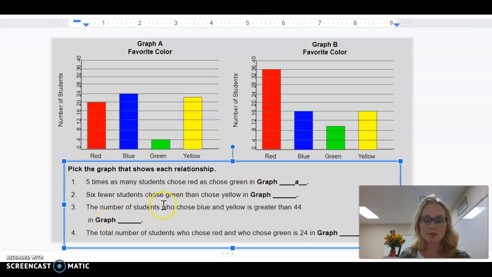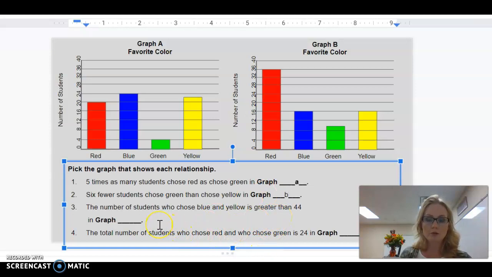So 6 fewer students choose green than those who choose yellow in graph. Which one do you think it is? We've got 16 here. So that would be graph B. So that would be B.